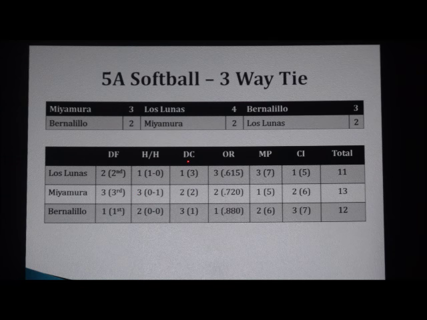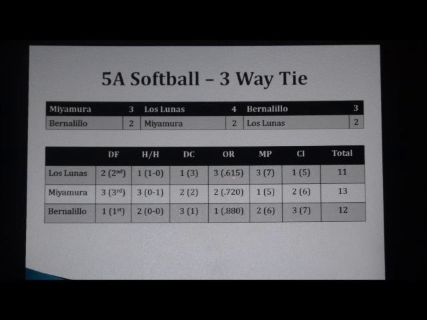Now, finished district champions. Who beat how many district champions? In this case, Los Lunas beat 3 district champions, Miramira beat 2 district champions, and Bernalillo beat 1 district champion. Therefore, Los Lunas won that category, so they get 1 point. Miramira was 2nd in that category, so they get 2 points. And Bernalillo was 3rd in that category, so they get 3 points.